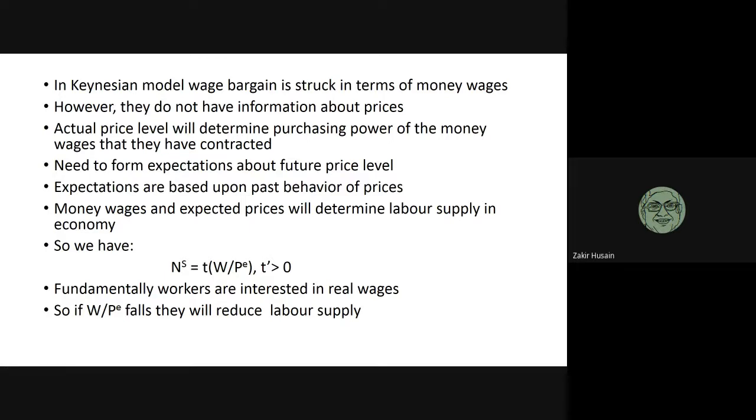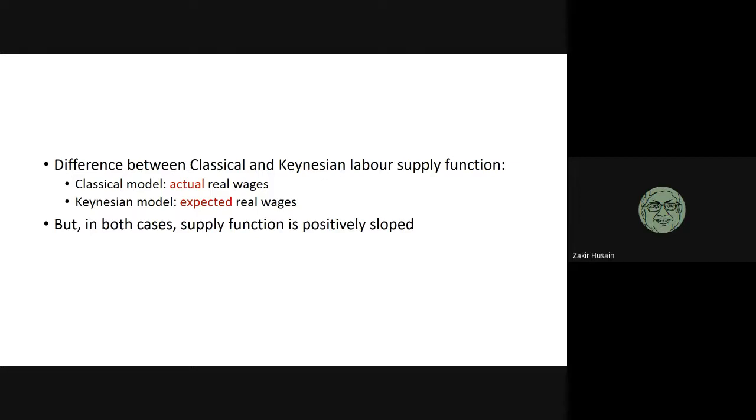But the nature of the function is again the same. If I expect real wages to go up, I will supply more labor. If I expect real wages to fall, we are going to reduce the labor supply. So the difference between classical and Keynesian labor supply is, in the classical model, labor supply is a function of actual real wages. In the Keynesian model, it is expected real wages. But in both cases, the supply function is positively sloped.